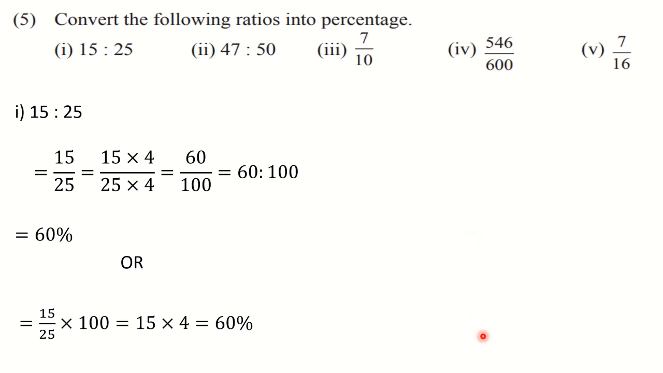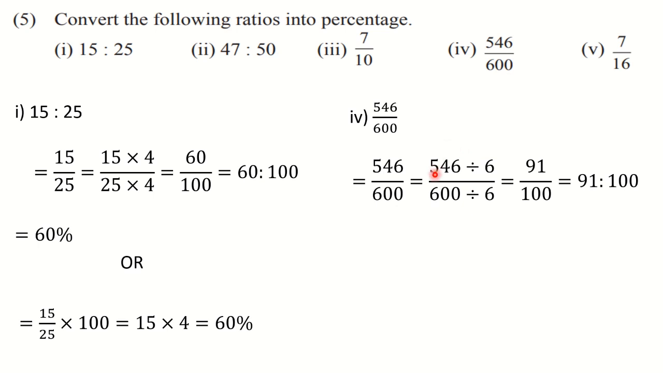So let us see what to do. Okay. So question number 4, 546 divided by 600. This 600 I want to convert to 100. So multiplication will not do for me. I have to divide. So if I divide 600 by 6, I am going to get 100. But when I am dividing, I have to divide both the places, numerator as well as denominator. Okay. So I will divide by 6 both the places, and from that the answer is 91 upon 100.